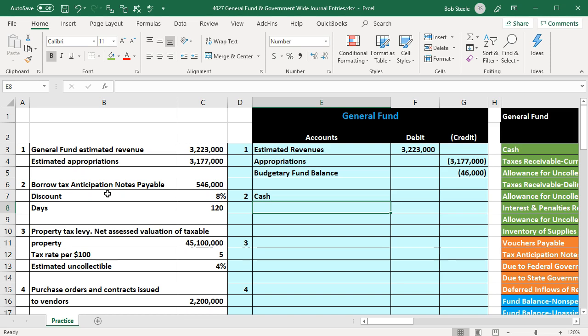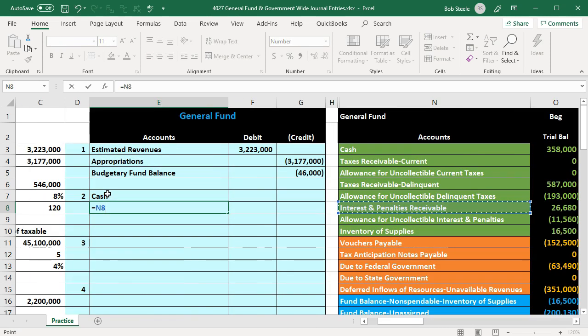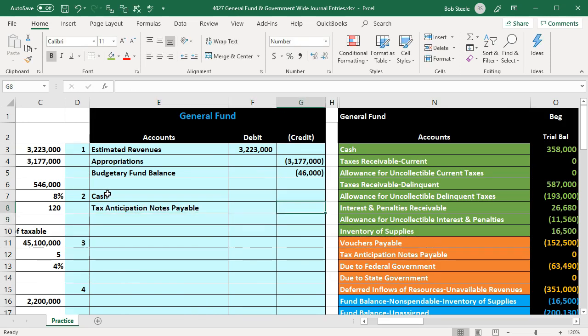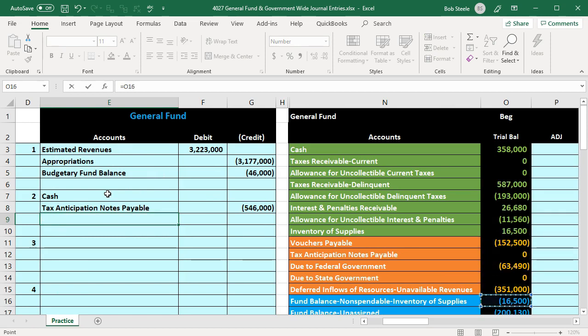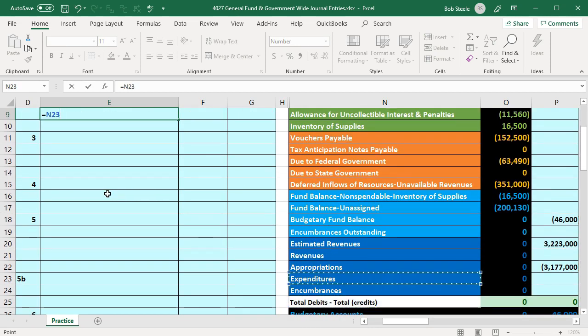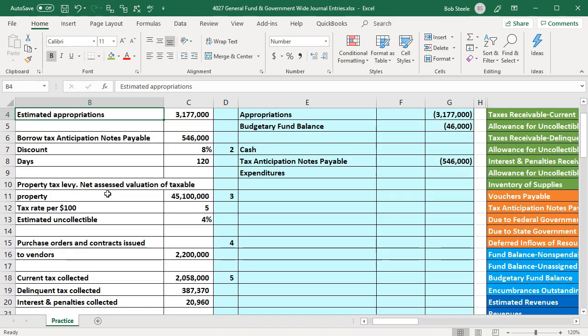We're going to record the interest now in this short-term note payable because it's only 120 days. So we're going to say that we have a note payable, the anticipation note payable, which is going to be the liability. And we're going to pay back, I'm going to make it a credit, this 546. And then we're going to record the expense, which we're going to call interest at this point in time. The discounted amount is going to be the interest, which we're going to put into expenditures. So I'm just going to group it all into expenditures, which is the related expenses type account for the government-wide accounts.